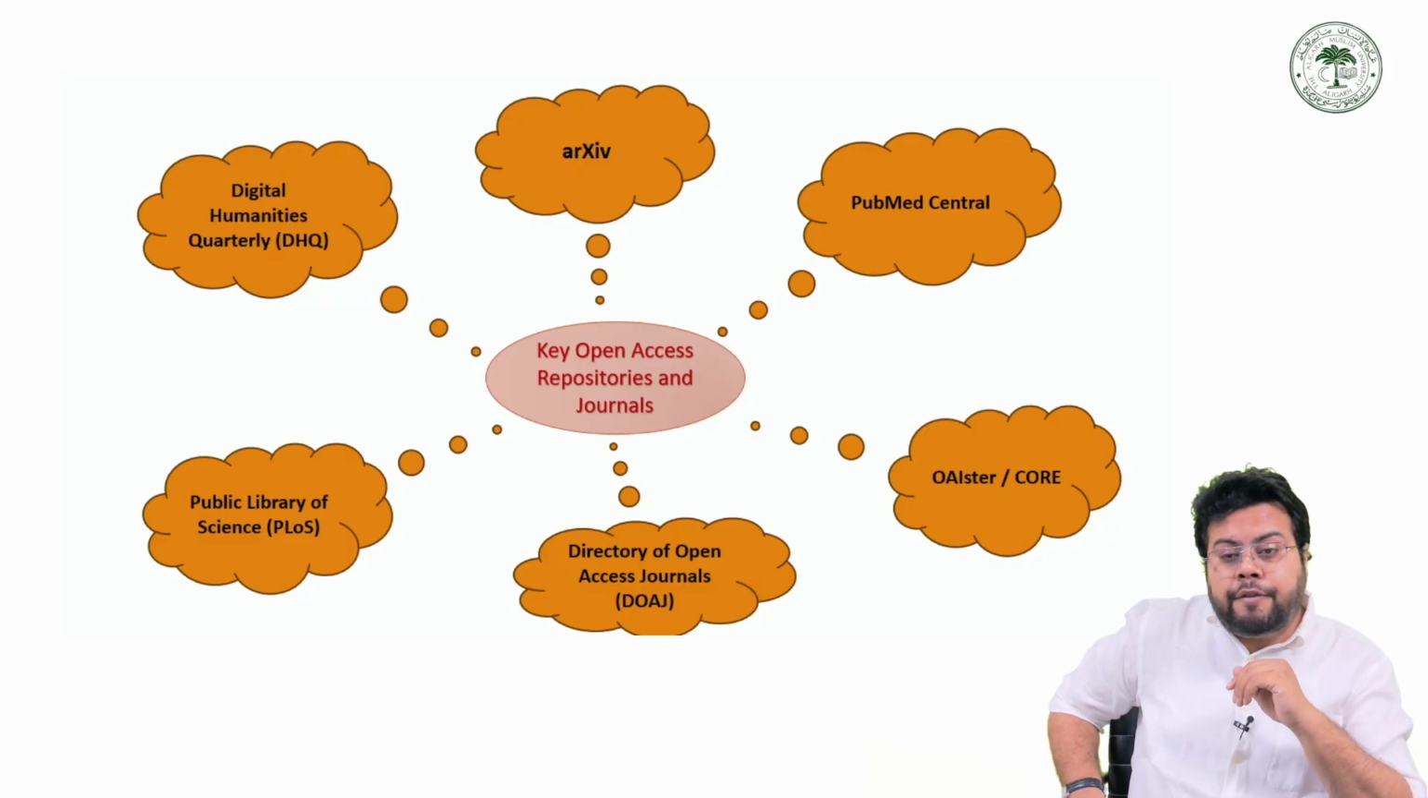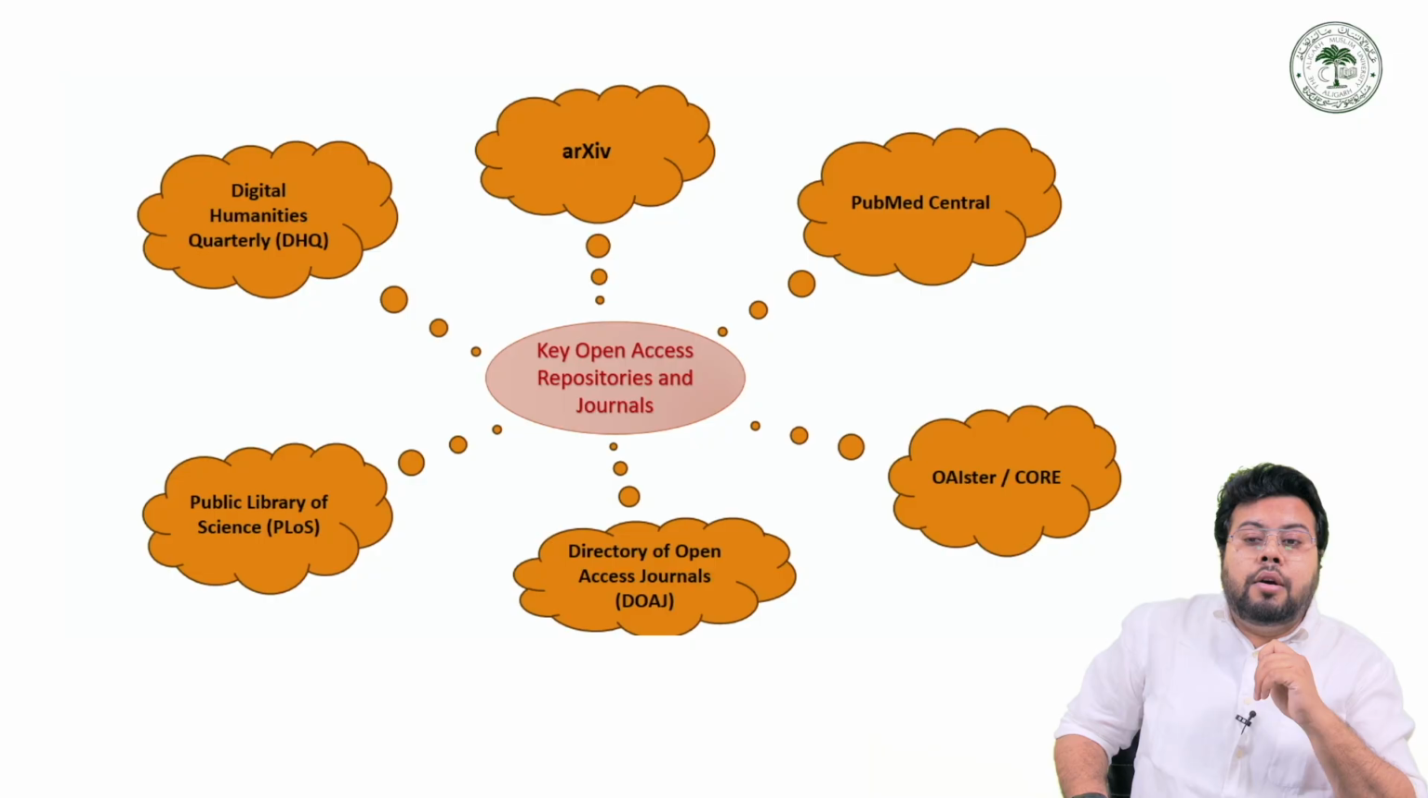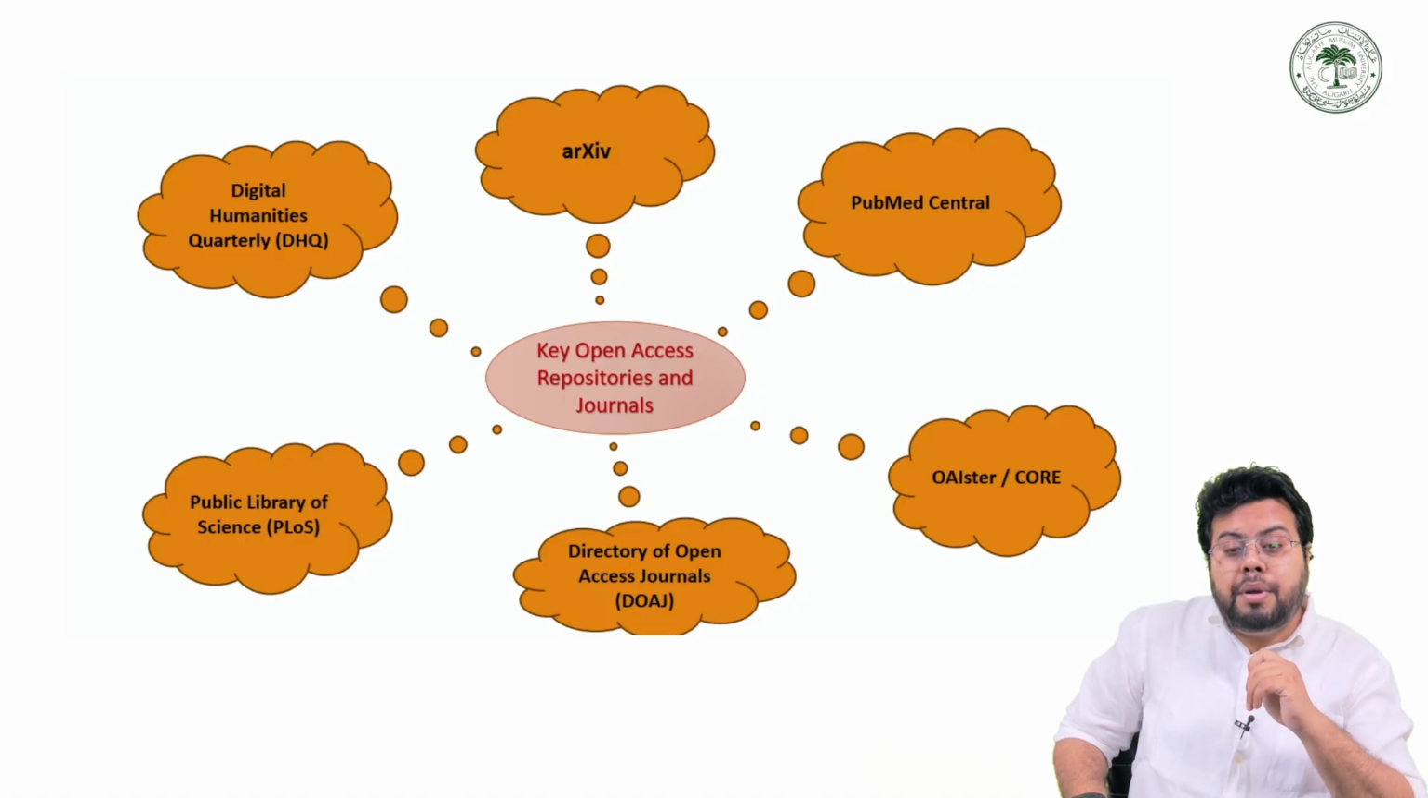And for your specific field, Digital Humanities Quarterly is a quality peer-reviewed open access journal, meaning you can read, cite and build on its content freely, which is exactly the kind of content you should be prioritizing in this course.